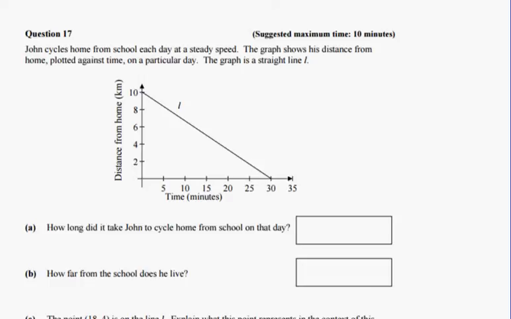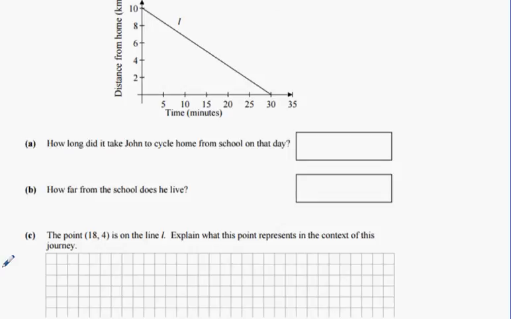Now, last one. Nearly there. John cycles home from school each day at a steady speed. The graph shows his distance from home, plotted against time. On a particular day, the graph is a straight line L. How long did it take him to get home? So he starts off 10 kilometers from home, which is the point 0, 10. And then he finishes off at the point 30, 0, which means after 30 minutes, he is no kilometers away from home. So 30 minutes. How far from school does he live? 10.